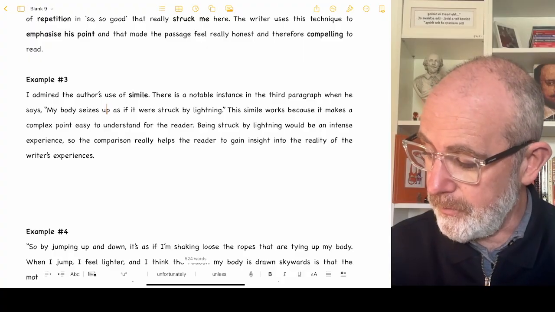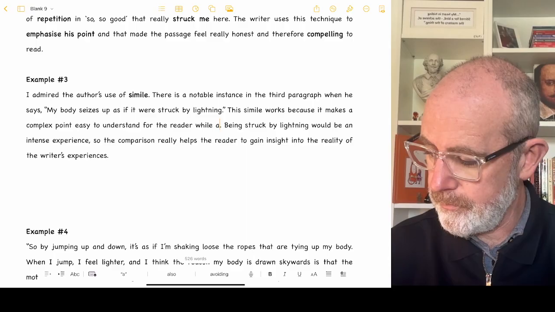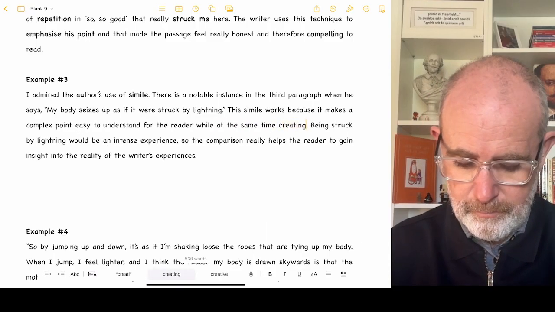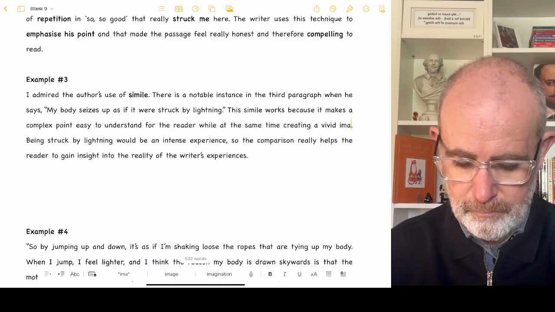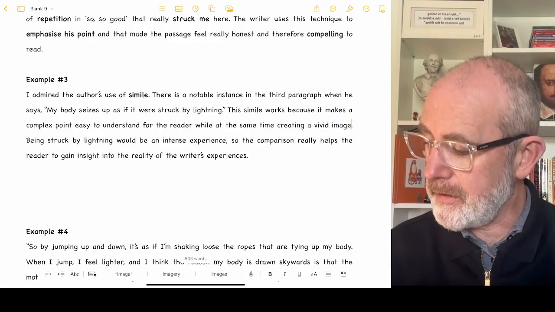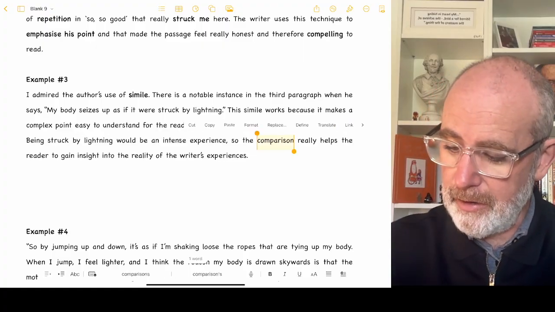You could also add in, if you wanted to add in there, while at the same time creating a vivid image. Being struck by lightning is an intense experience. So the comparison, and that's what a simile is, isn't it? It's a comparison.